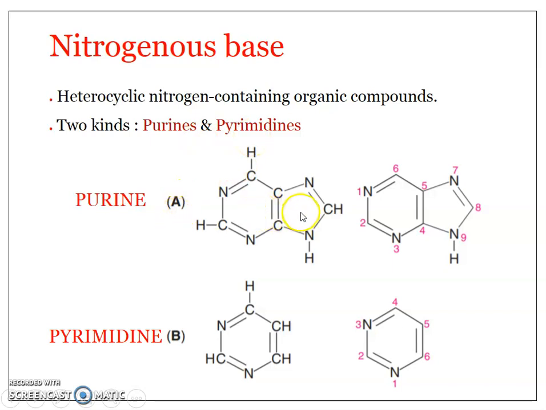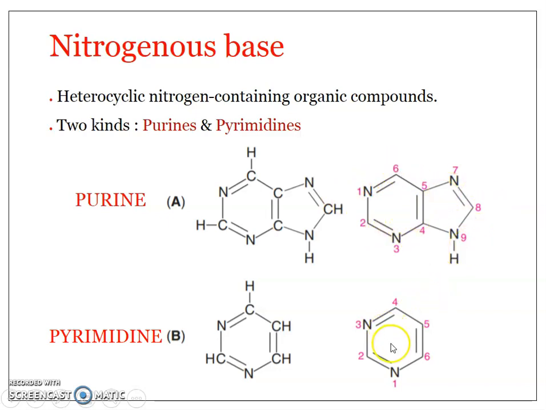Purine contains 2 rings, one 6-membered ring bound to a 5-membered ring. So these 2 together form the purine. In the case of pyrimidine, it is just a 6-membered ring. It contains only a ring made up of 6 members. So you can see here how the structure is. You can learn the numbering. It is 1, 2, 3, 4, 5, 6, and then 7, 8, 9. You just need to know that the numbering starts with nitrogen, and it goes in this way, right?